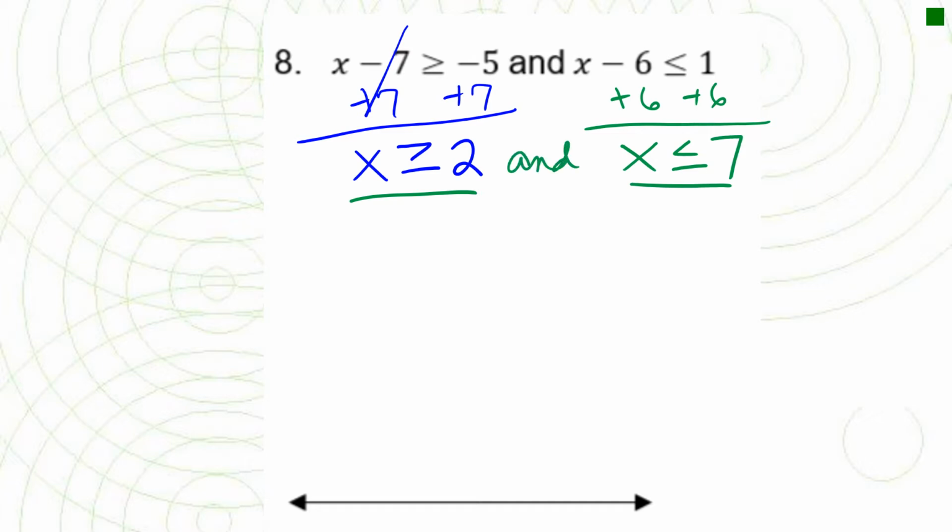So what I'm going to do is put my numbers on the number line. The smallest one goes on the left, so there's the 2. My larger one goes on the right, so there's my 7. And then I'm going to make my helper graphs.